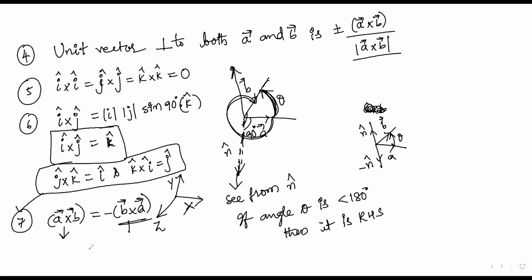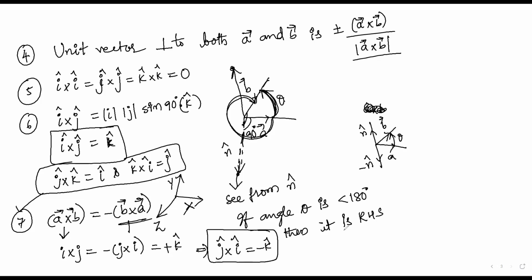So therefore, what you get is I cross J equal to minus J cross I equal to K cap. That implies J cross I is what? Minus K cap. Is that okay?